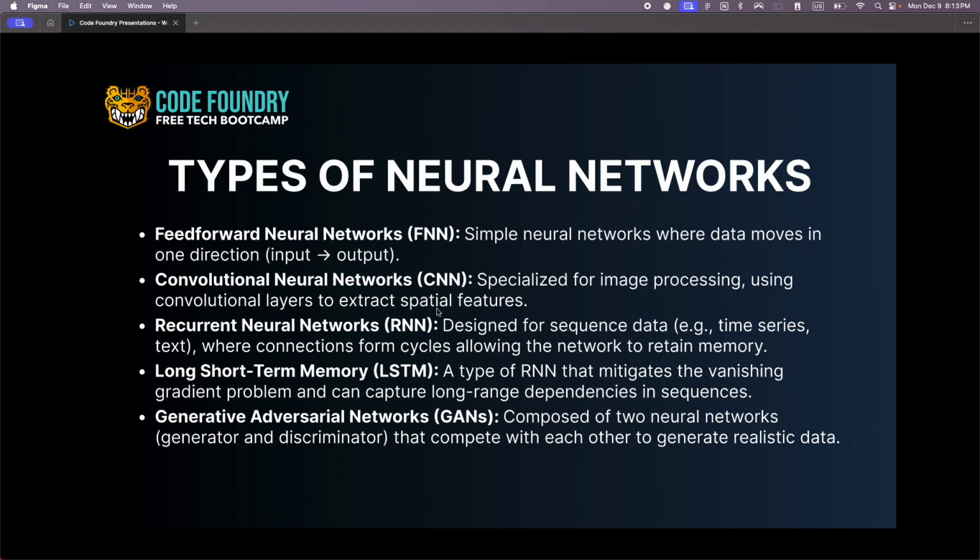Meanwhile, we have recurrent neural networks. These are designed for sequence data. There's also long short-term memory, LSTMs, and generative adversarial networks. There are a lot of different types of neural networks out there.